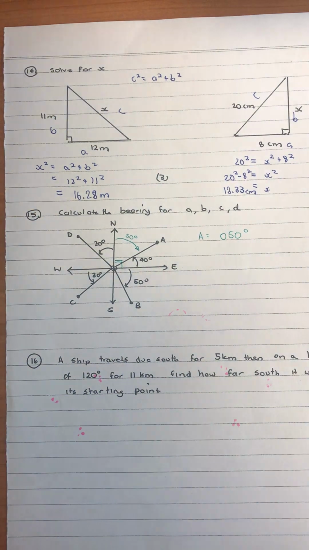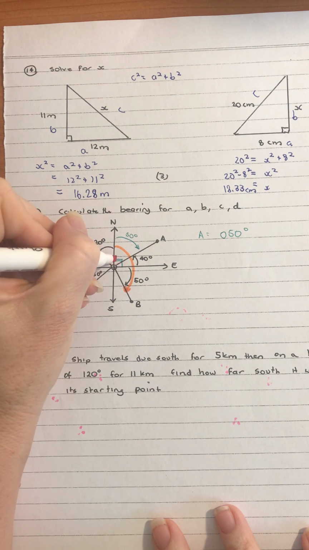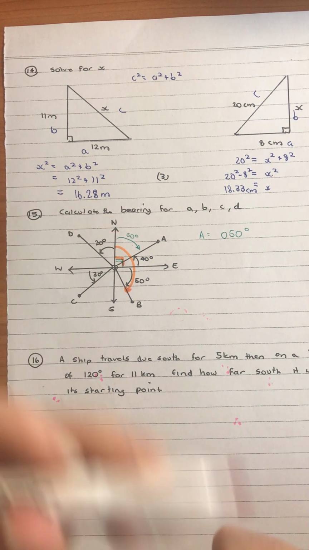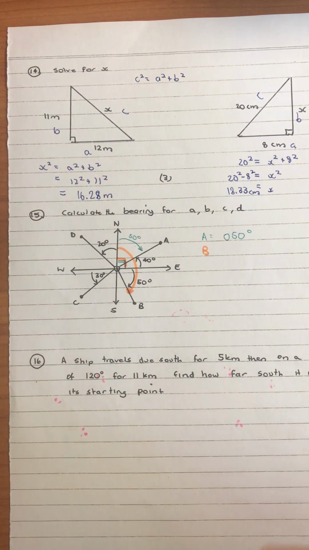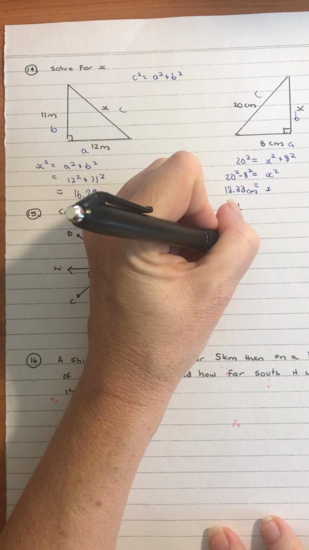Then when we go on to our B, we want this angle all the way around here. So we know we've gone 90 plus another 50. So for B, 90 plus 50 gives us 140 degrees.